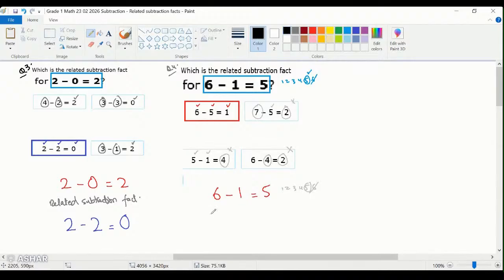Then the related subtraction fact for this given equation should be 6 minus 5 equals 1. Okay.